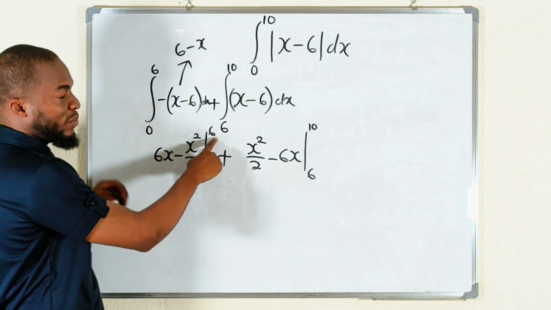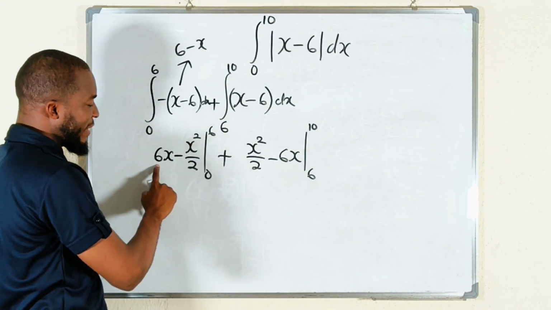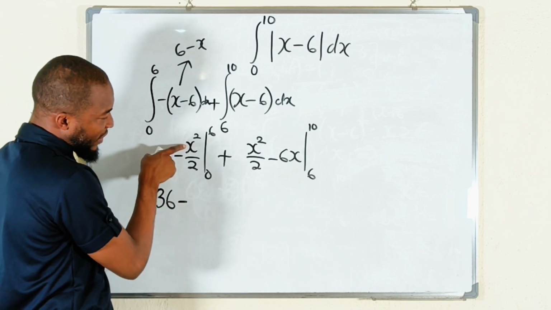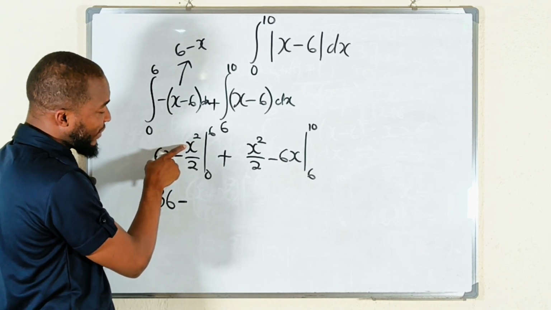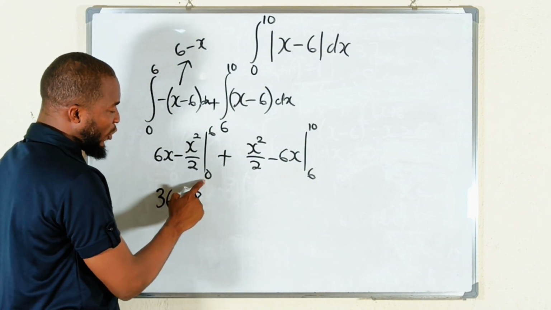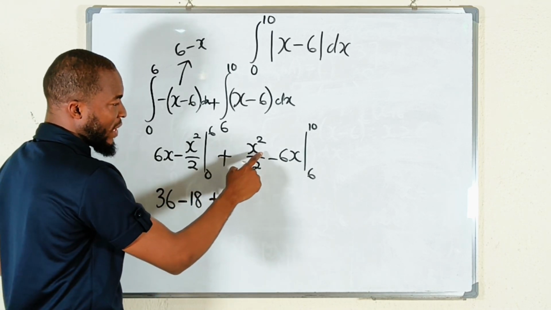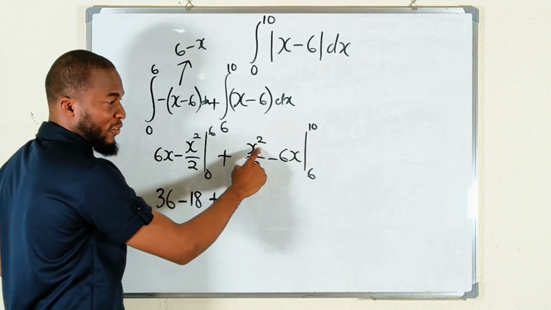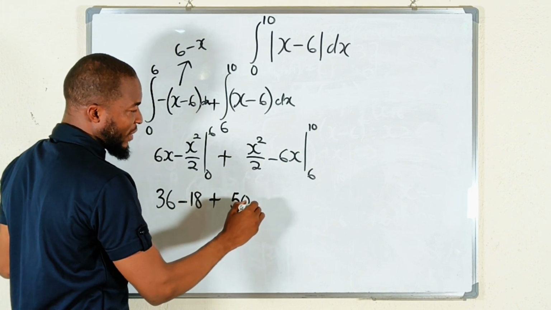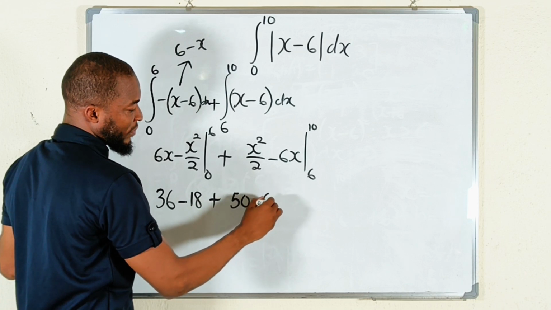So if x is 6, because we have to plug in the upper limit first, you have 6 times 6, which is 36, minus 6 squared, which is 36, divided by 2 is 18. If you plug in 0, everything will be 0, so forget about it. Plus, come here. 10 squared is 100, divided by 2 is 50. I'm doing that mentally. Minus 6 times 10, this is 60.